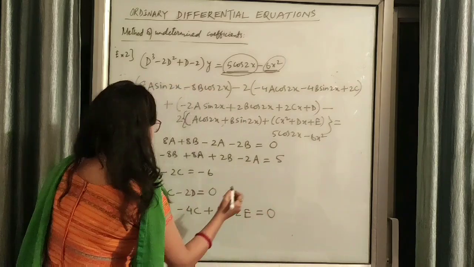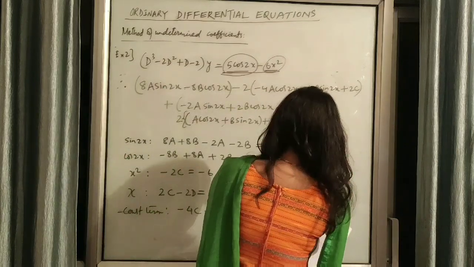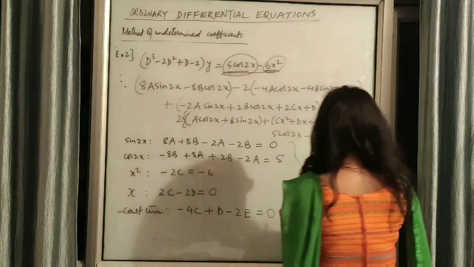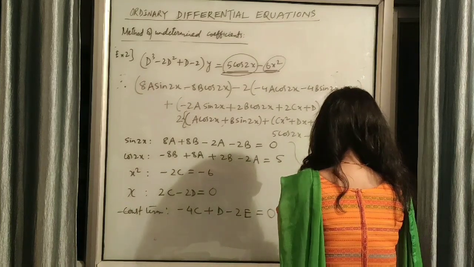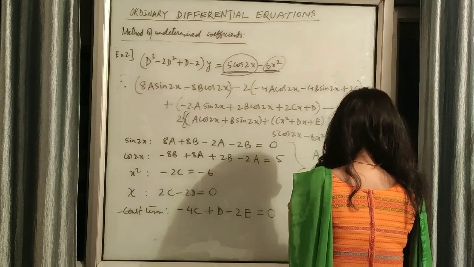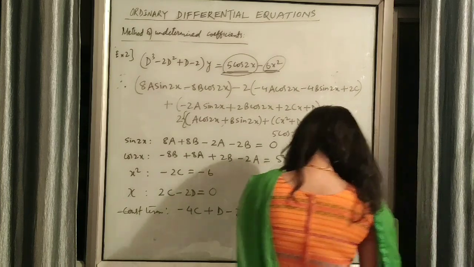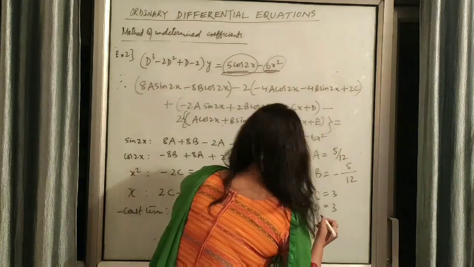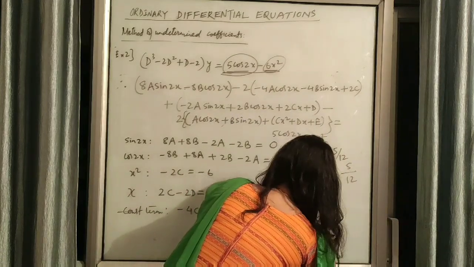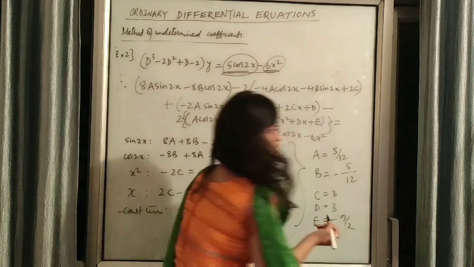Now solving all these equations we have the constant a is equal to 5 by 12, constant b comes out minus 5 by 12, constant c is equal to 3, constant d is equal to 3, and constant e is equal to minus 9 by 2.